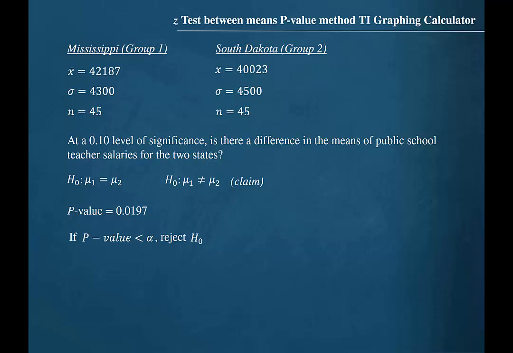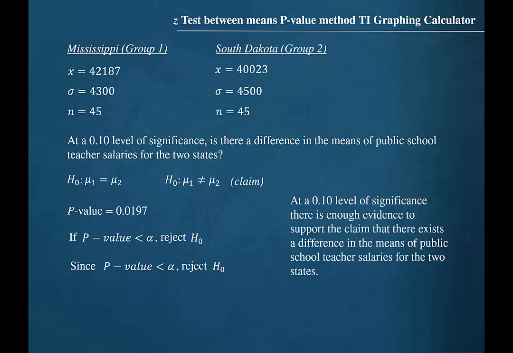alpha, we should reject the null hypothesis. Since the p-value of 0.0197 is less than our significance level of 0.10, in this case, we should reject the null hypothesis. So our conclusion is that at a 0.10 level of significance, there is enough evidence to support the claim that there exists a difference in the means of public school teacher salaries for the two states.